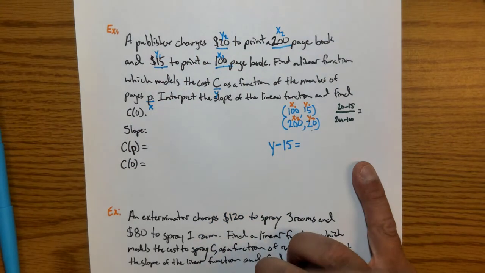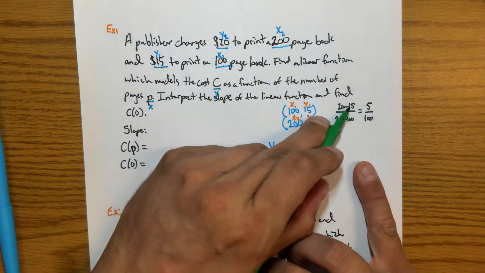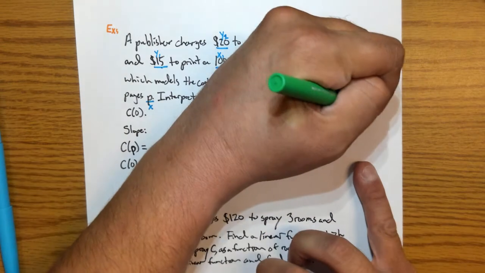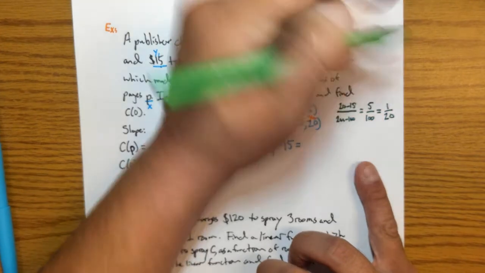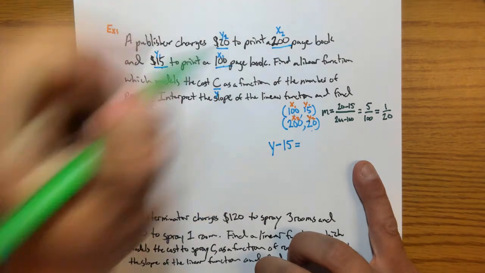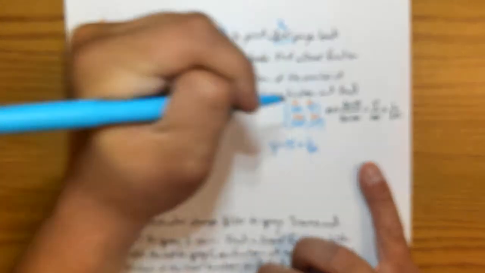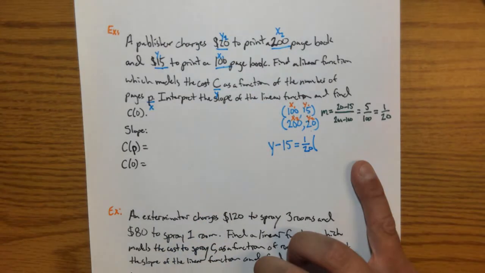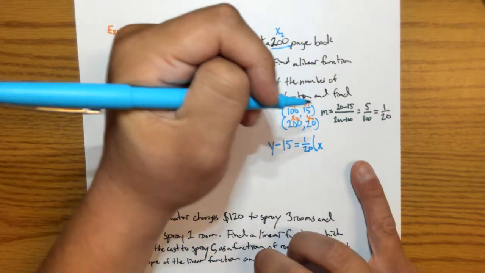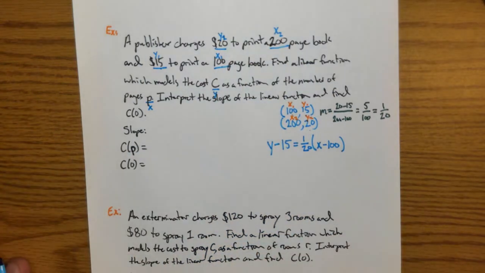which simplifies to what, 5 over 100? 20 minus 15 is 5. 200 minus 100 is 100. And we can reduce this to 1 over 20 if you'd like. It's just a nicer number. So our slope is 1 over 20 times x minus x1. Awesome.